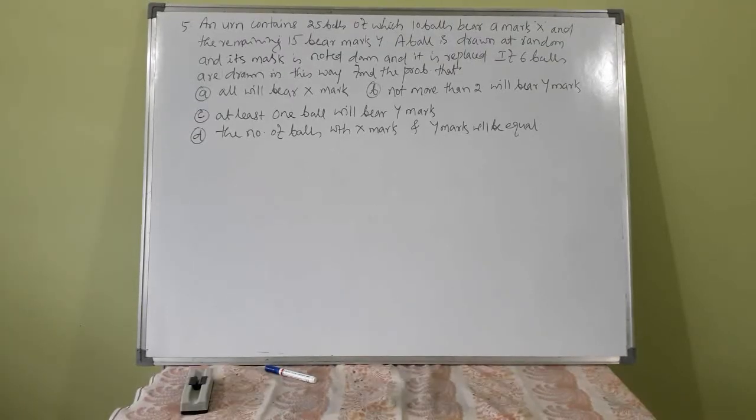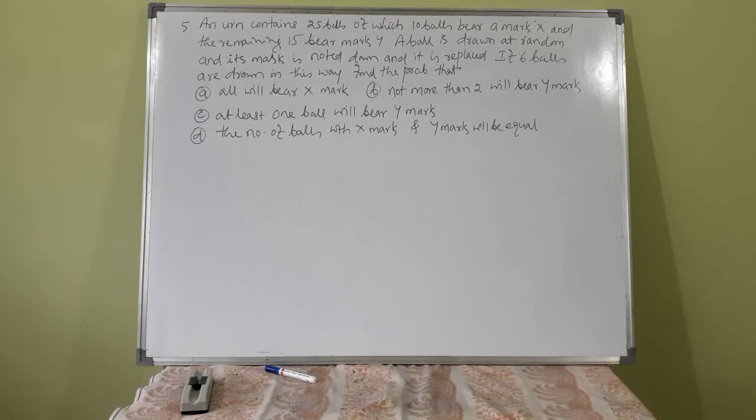An urn contains 25 balls, of which 10 balls bear a mark X and the remaining 15 bear a Y mark. A ball is drawn at random, its mark is noted, and it is replaced. Okay, that means it is a with-replacement experiment. If 6 balls are drawn in this way, find the probability that all will bear X mark.